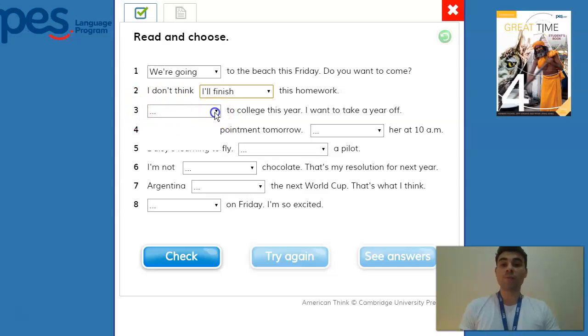Now, number 3. I won't go, or I'm not going to college this year. I want to take a year off. Is it a plan, an intention, or a prediction? I do believe it's an intention, right? The person is not predicting her or his future. He or she is planning or giving an intention about his or her future.